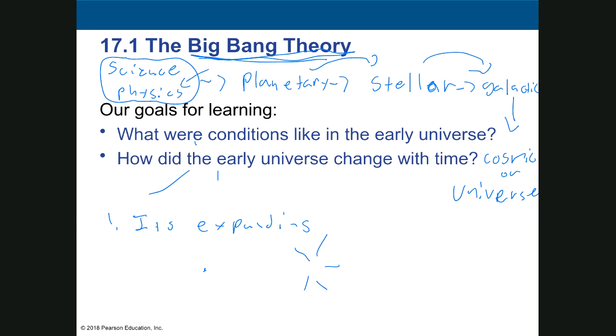When new evidence stops answering, when the Big Bang Theory starts answering fewer and fewer questions, and another theory answers more and more of them, that theory will then supersede the Big Bang Theory.